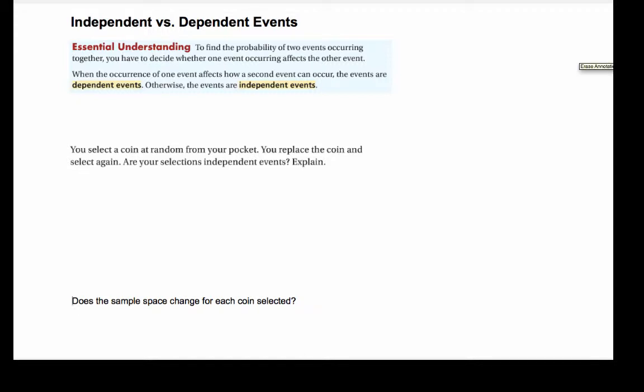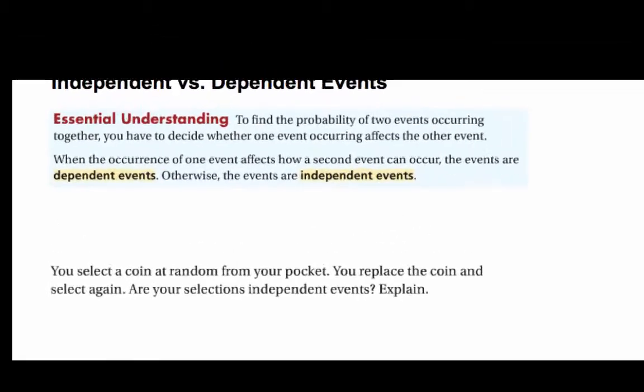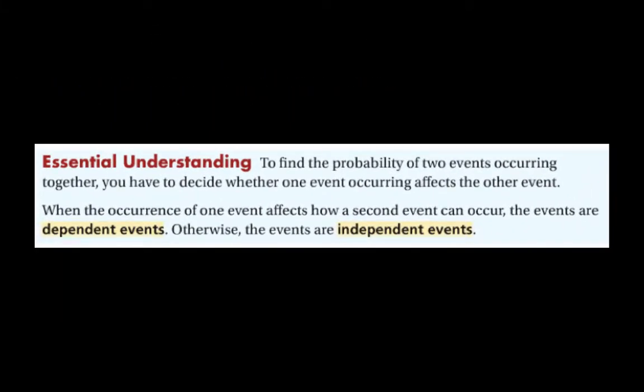So what we're talking about here is whether we're working with independent or dependent events. In algebra, we talk about independent variables versus dependent variables, and the same logic follows here with independent and dependent events. To find the probability of two events occurring together, you have to decide whether one event occurring affects the other event. When the occurrence of one event affects how a second event can occur, the events are dependent events. Otherwise, the events are independent events.